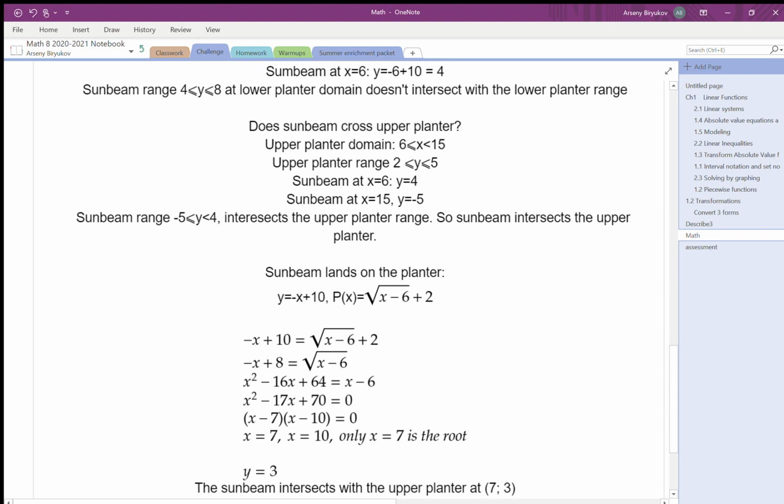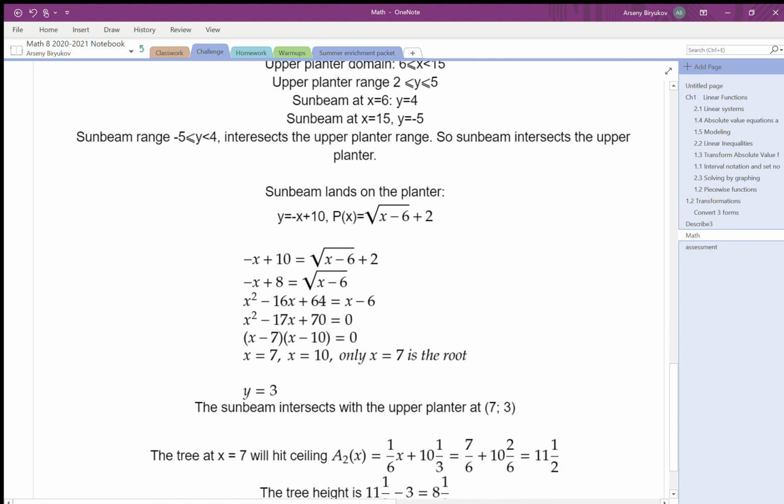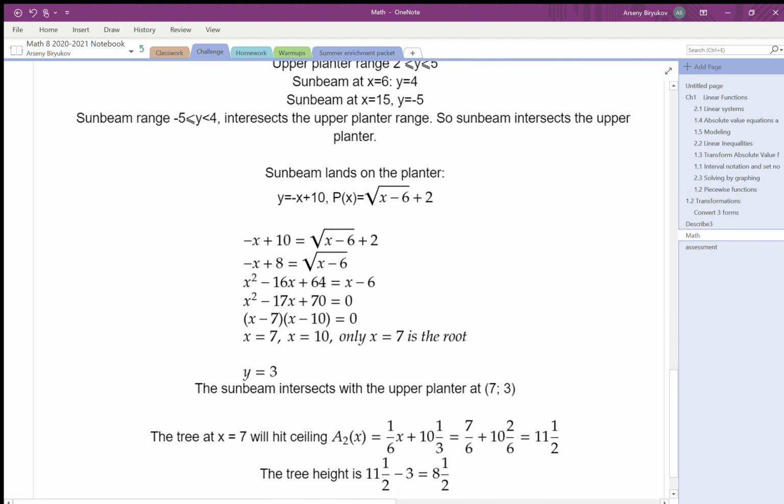The final part of this assignment is to find the tree height. The tree height is the difference between the ceiling y coordinate and the upper planter coordinate (7, 3). We found the ceiling height to be 11.5, so the tree height is 8.5.